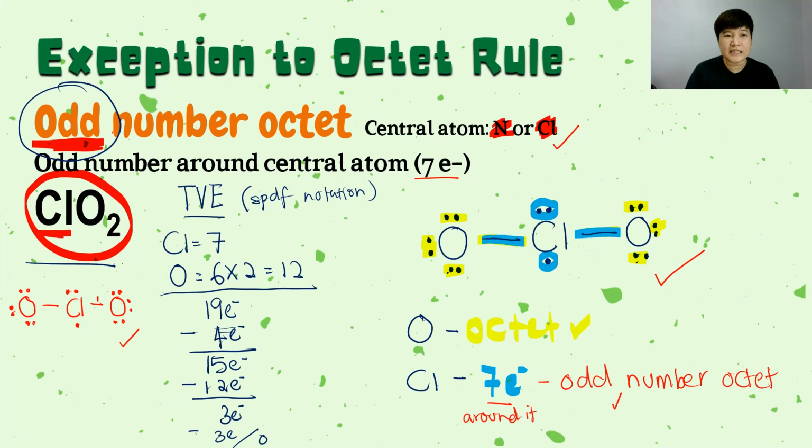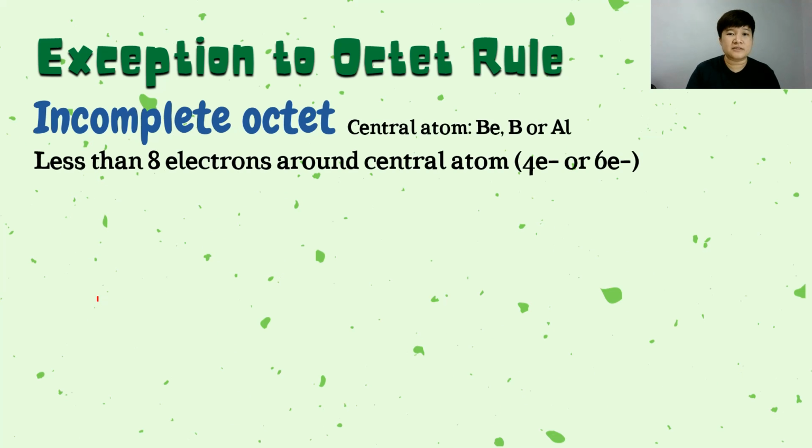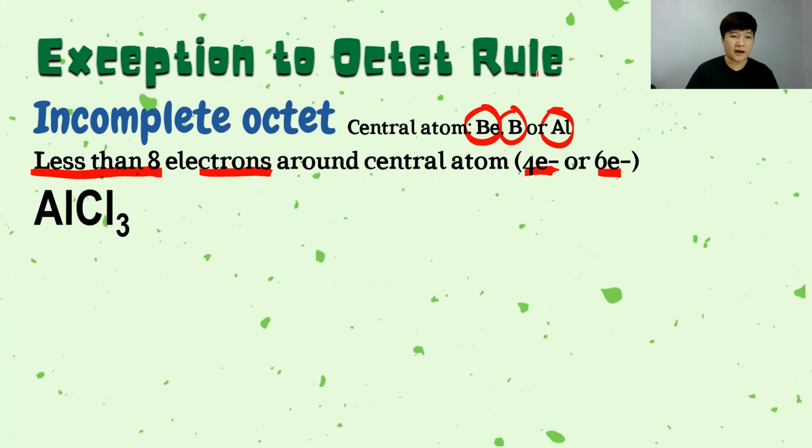Let's look into incomplete octet. Incomplete octet again means that it has less than 8 electrons around the central atom. It could be 4 or it could be 6, where the central atom most likely is going to be beryllium, boron or aluminium. Let's see the example that I have today, aluminium chloride. So let's see, is your aluminium chloride going to be incomplete octet or not?